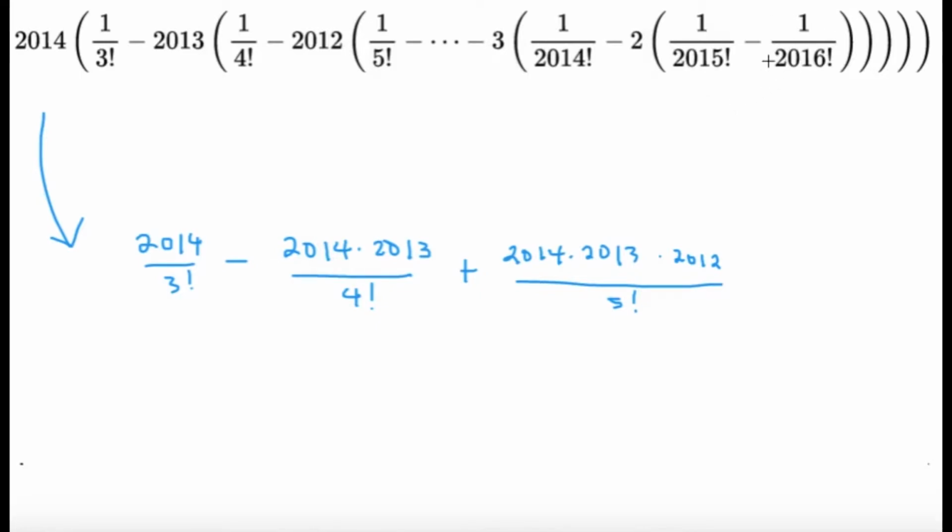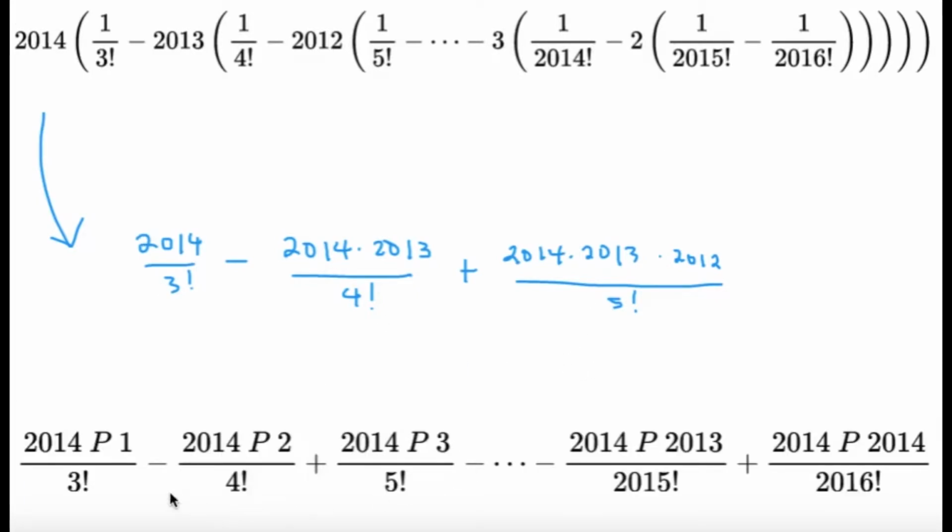Now in fact I have a pattern here, and technically the P here means it's a permutation. So 2014 P1 is just taking 2014. Now 2014 P2 is like 2014 times 2013, so that's just 2014 taken 2. You can read the P here as "taken", but it's the permutation notation. And this is the pattern that I got.